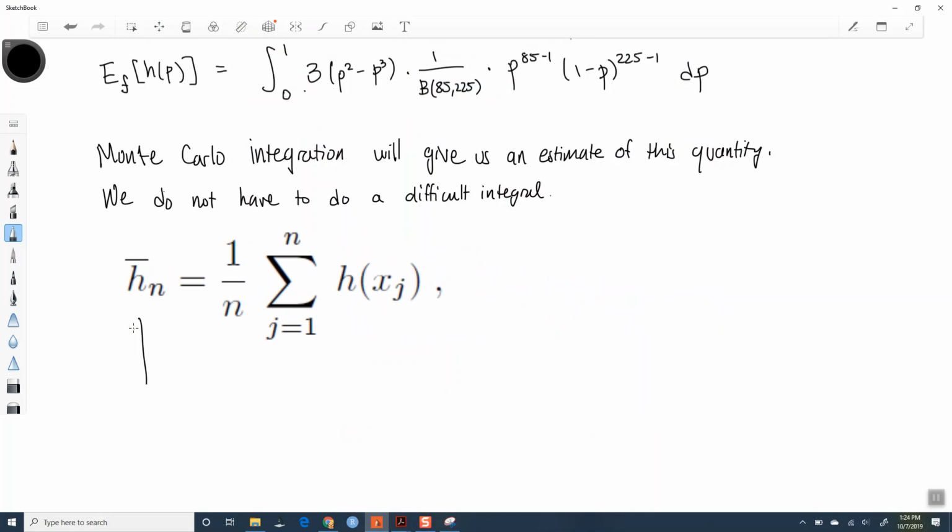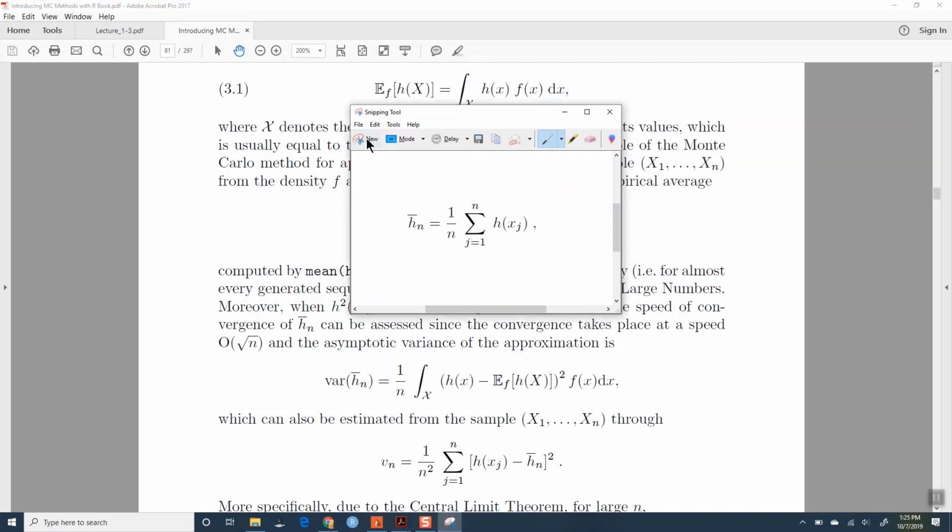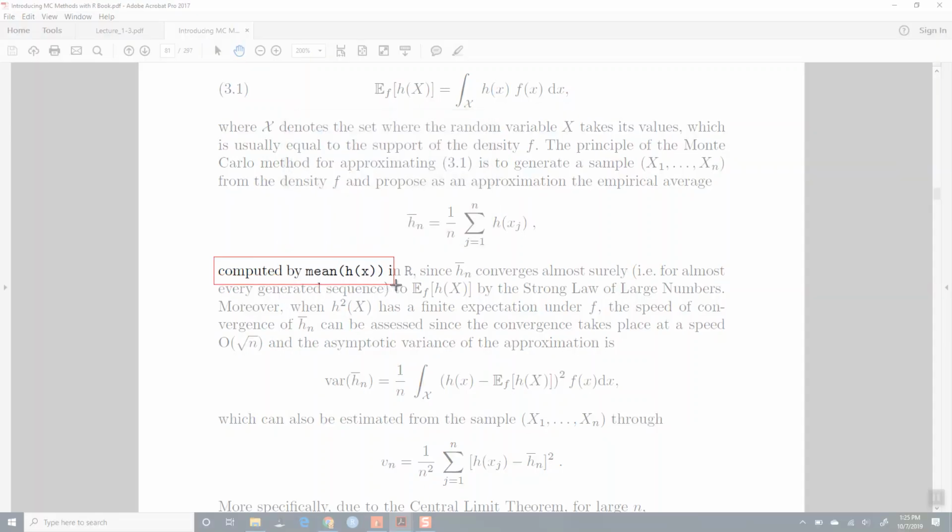All right, so this represents our Monte Carlo integration estimate. And what this says is just basically the mean, and it's right here. It just says computed by doing mean of h of x. And then it gives you some more stuff. Since h bar sub n converges almost surely for every blah blah blah by the strong law of large numbers.